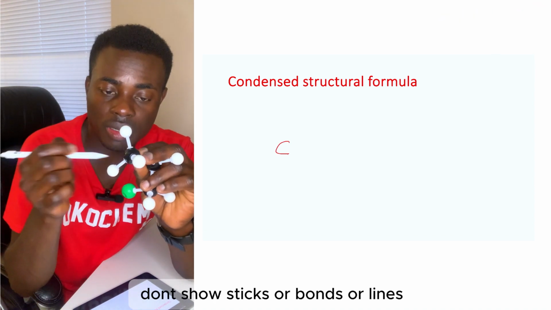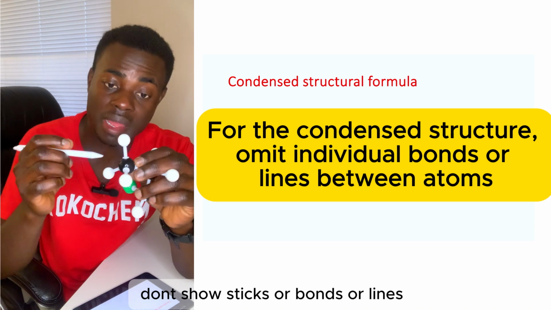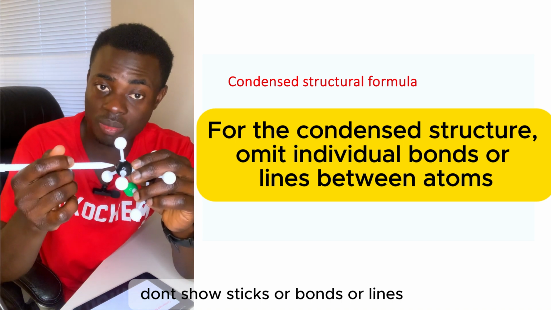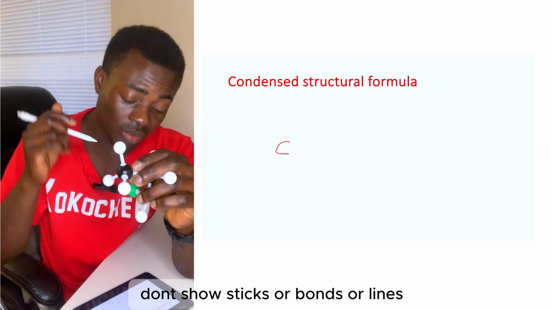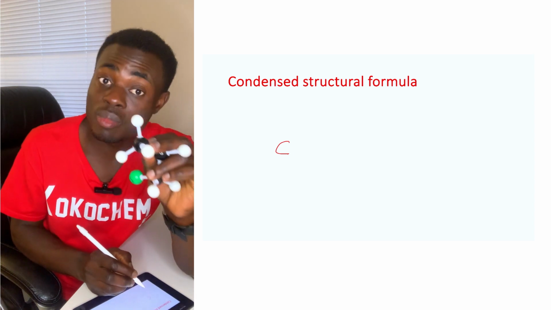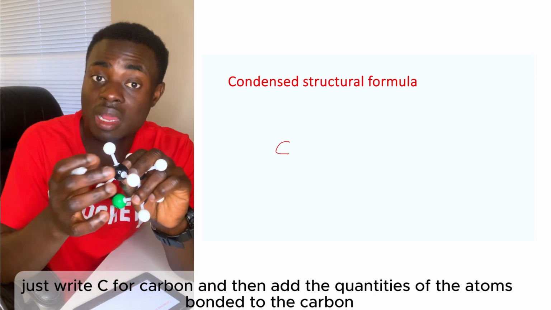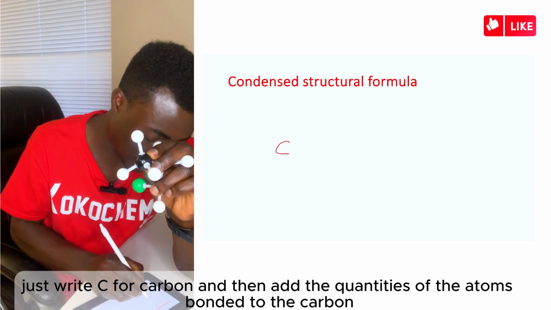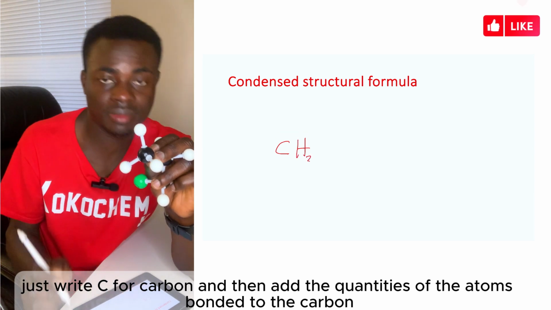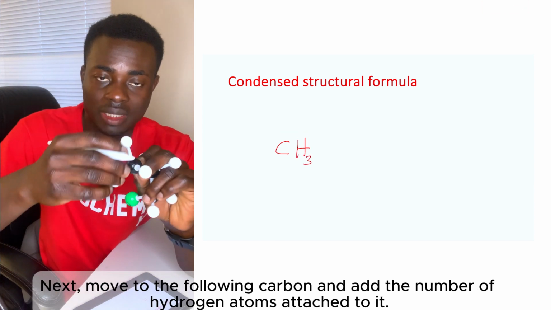Draw the condensed structure. And once I watch the number of hydrogens bonded to this carbon, I write H and then the subscript 3.